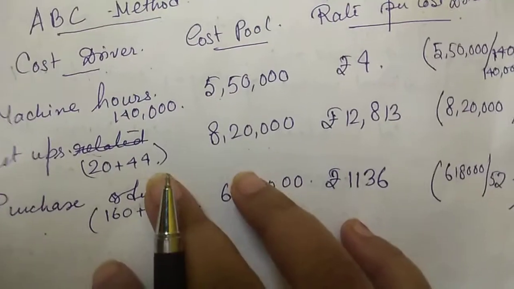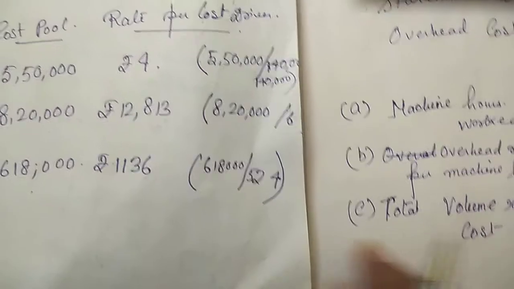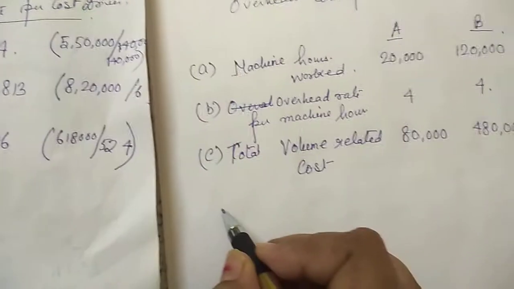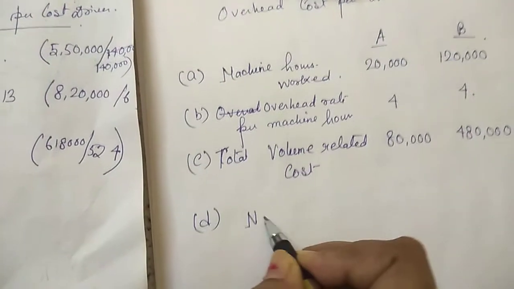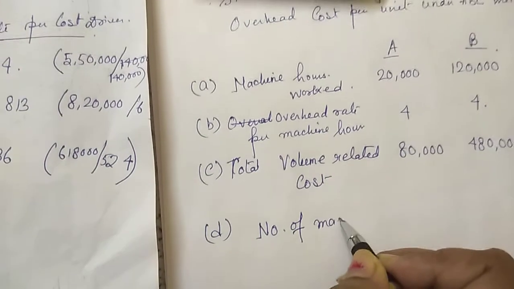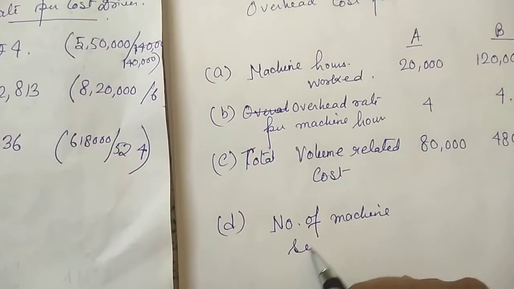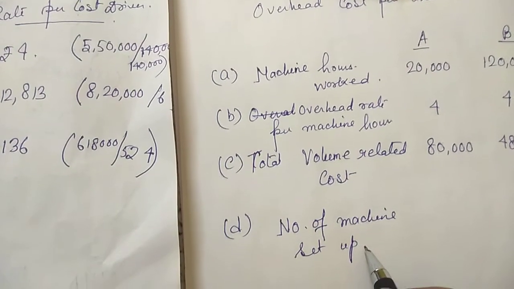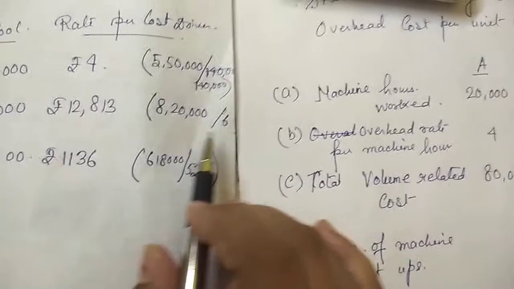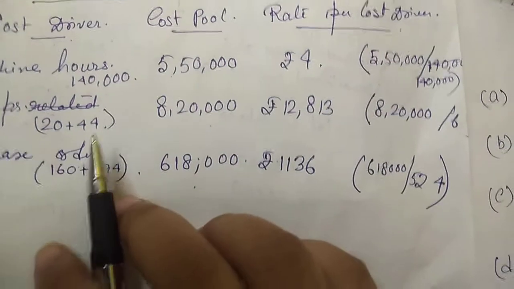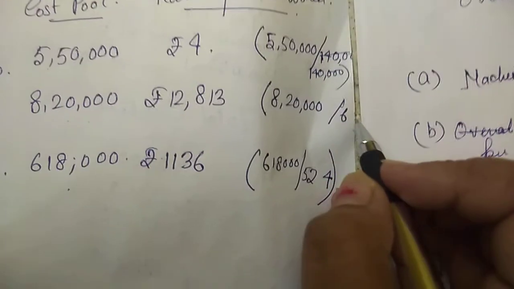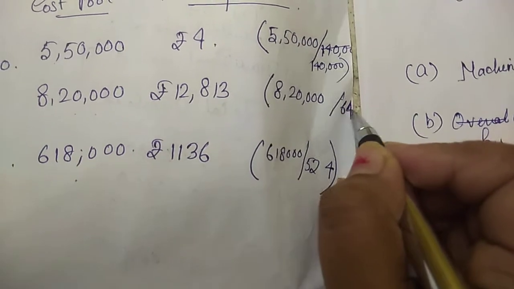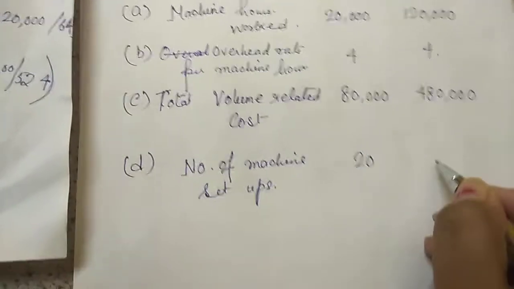Next is my machine setup related cost. So here we write the number of machine setups. Oh, it's not divided by 6, I'm sorry. It's divided by 64. Right, 64. So the number of machine setups is 20 and 44.